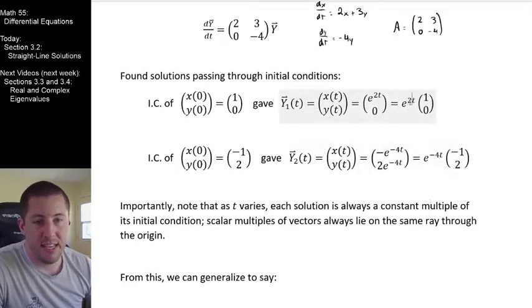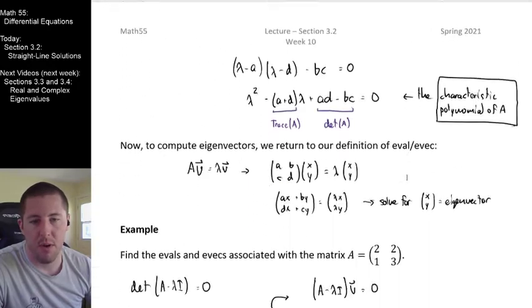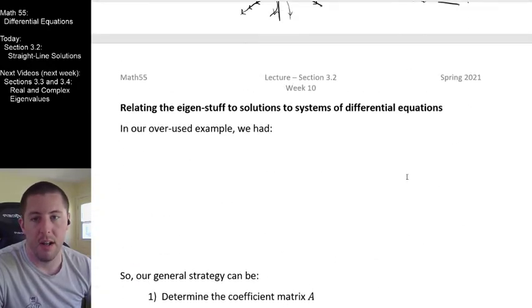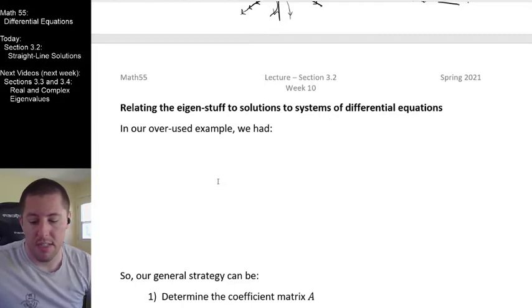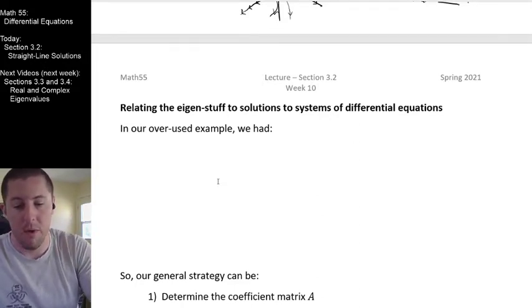I can clearly see that my eigenvalues and eigenvectors are playing a massive role in how I write these, but we want to see our last bring-it-all-together example. So let's do the bringing it all together in that overused example, and boy have we overused this example by now, huh?